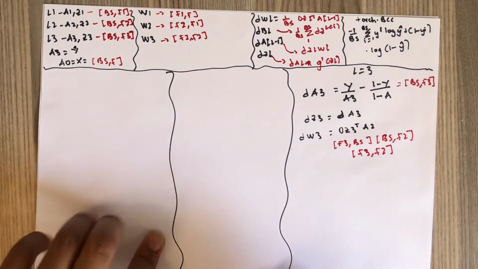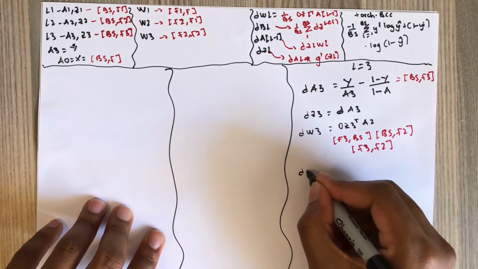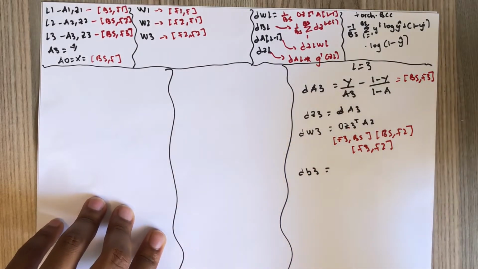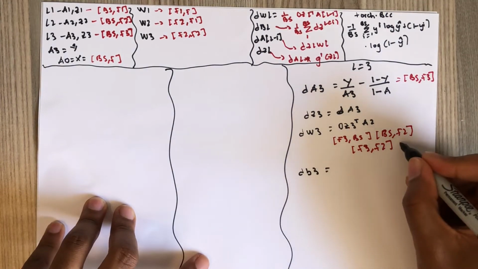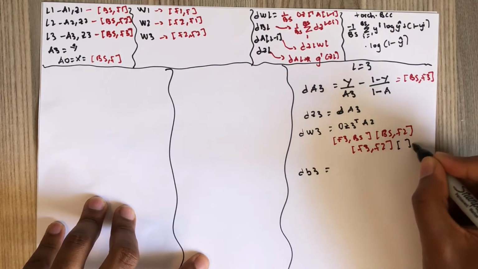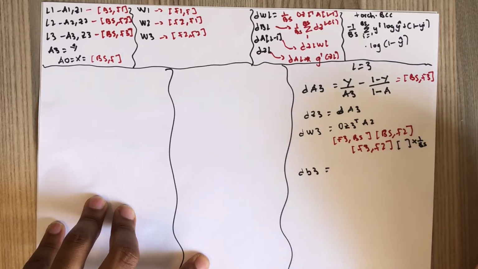Okay, so far so good. Then we need to compute dW3. How do you compute it? We have the formula. We should not forget to multiply. Okay, this is a tensor, then you multiply it by 1 over bs, but the dimension will not change.